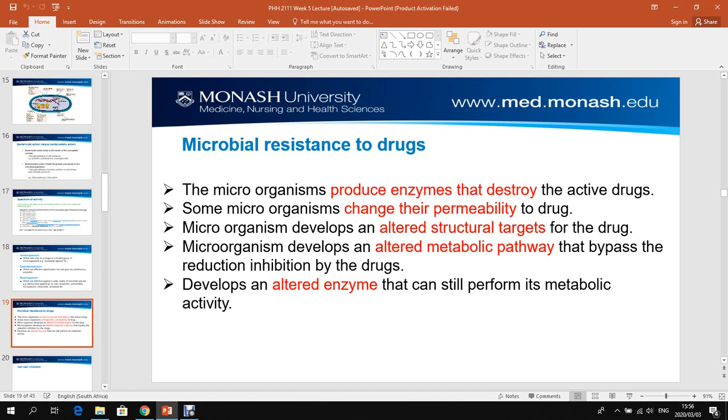The fourth mechanism is when these microorganisms change the metabolic pathway so that they are able to bypass the inhibition of the drugs. Yes, and this is really possible by changing the metabolic pathway. The last mechanism is when microorganisms alter the enzymes so that they can still perform their metabolic activity. So if an enzyme is targeted by a drug, an organism may actually change the formation of that enzyme such that when the drug is administered, it won't be able to recognize the active site of the enzyme. And that way, the enzyme will continue to perform its metabolic activity.